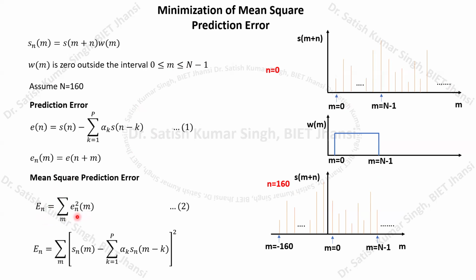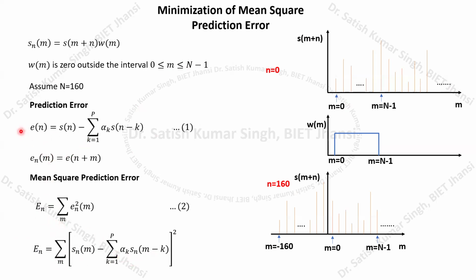So now you can substitute for this equation of e_n. So this e_n will be equals to this s(n) minus sum over k equals to 1 to p alpha k s(n minus k). The only thing is that this will be replaced by s_n(m), and this will be replaced by s_n(m minus k), right? So now this summation will be run over m. And now we have to minimize this equation, because I have already said that to get the values of alpha k, first we have to reduce this error.